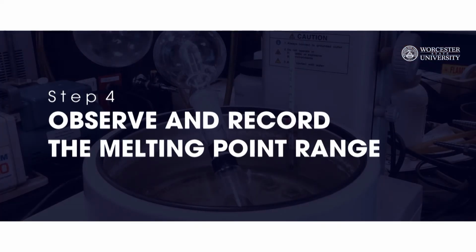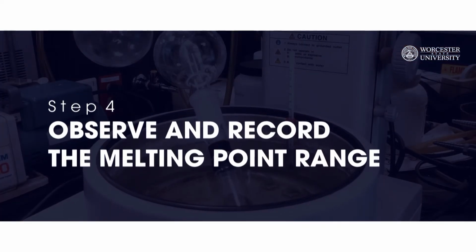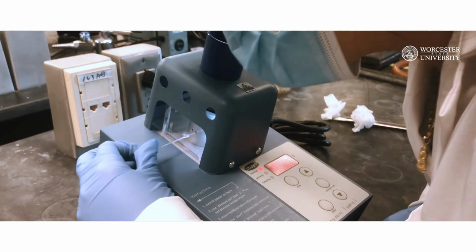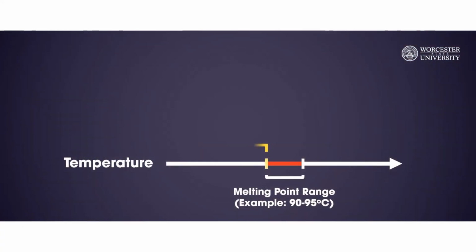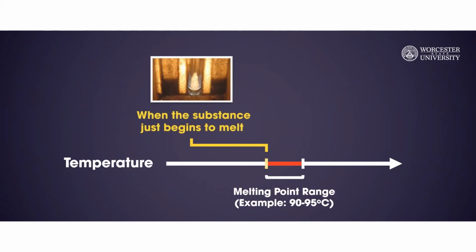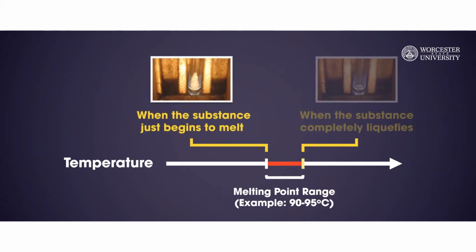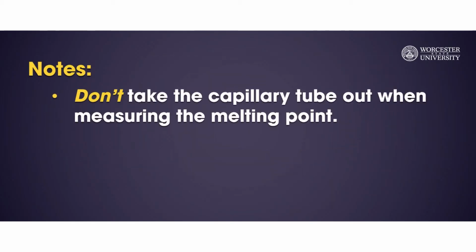Step 4. Observe and record the melting point range. You will need to observe your sample carefully from the viewing tube. Record the temperature at which the solid just begins to melt, as well as the temperature of complete liquefaction. Don't take the capillary tube out when measuring the melting point, because once the tube is out in the air, the sample cannot be reused.